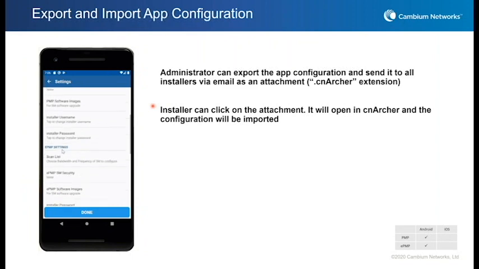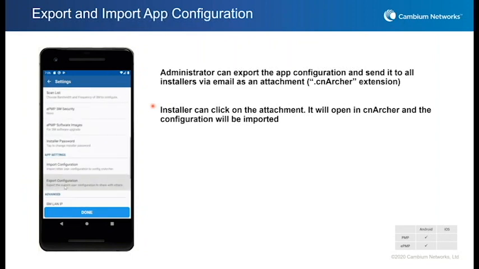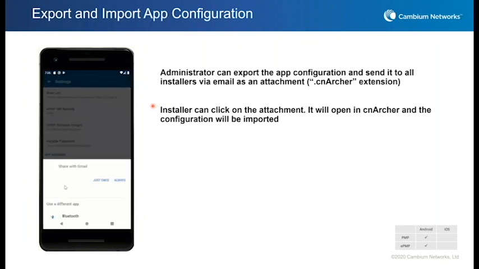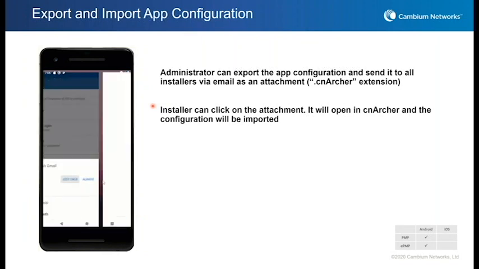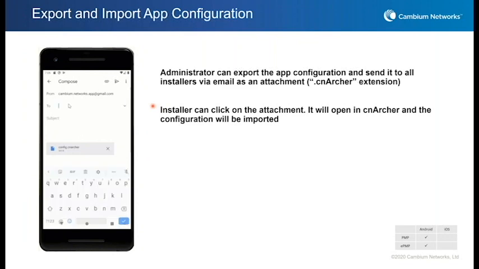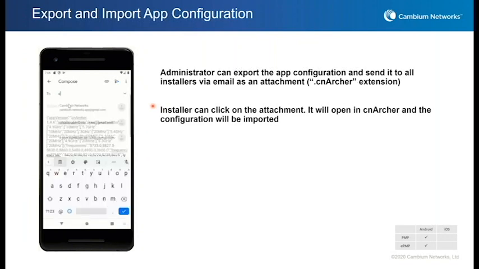Now, this feature, you can export and import app configuration. What this allows the administrator to do is basically create a sort of master configuration for cnArcher and email it out to the installers as a text file, and you can import it from the email, just how you would import a work order.